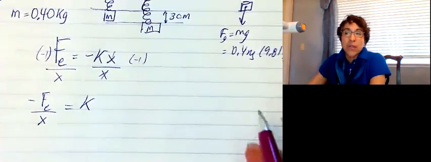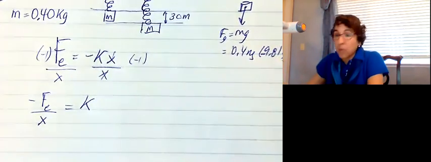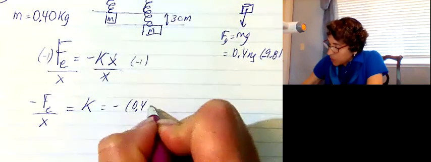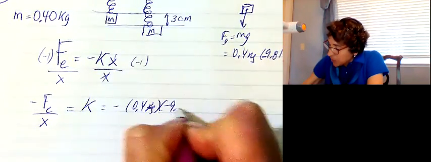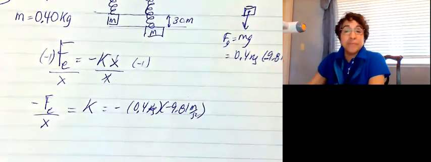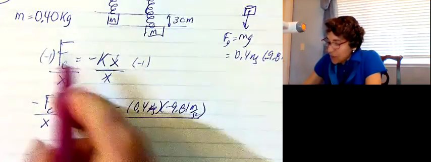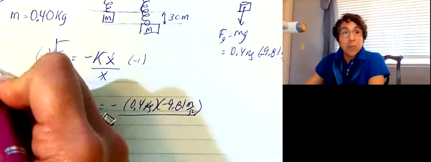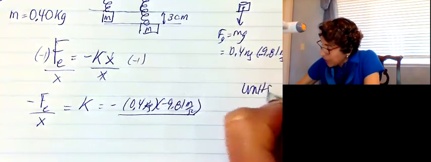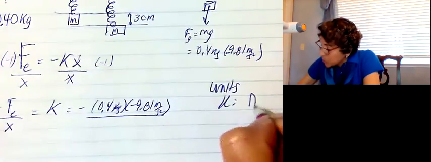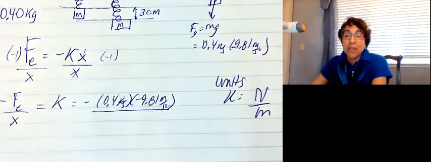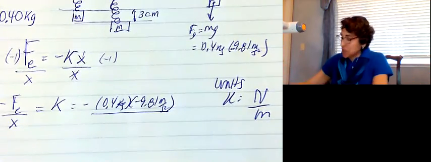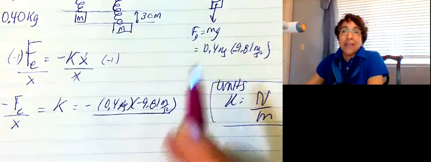All right, and we already noticed over here, this would be a negative 9.81. So this is equal to a negative times 0.4 kilograms times negative 9.81 meters per second squared, all that divided by, okay, now this gave it to me in centimeters. And I told you that the units for K are always newtons per meter. That means how many newtons did it take you to stretch it out a whole meter.